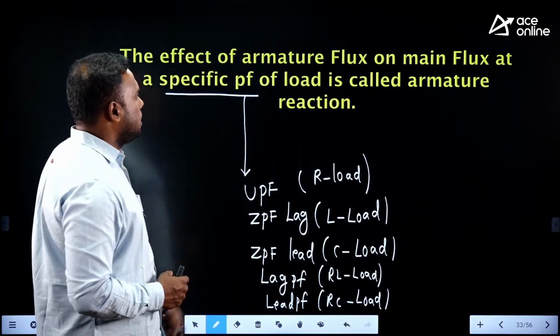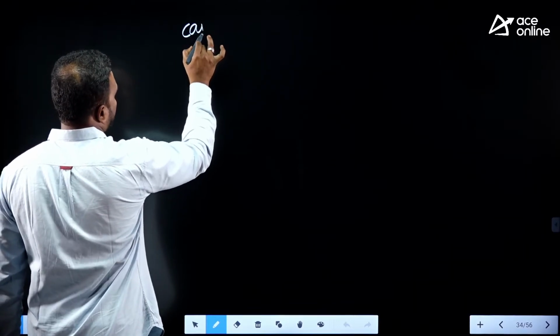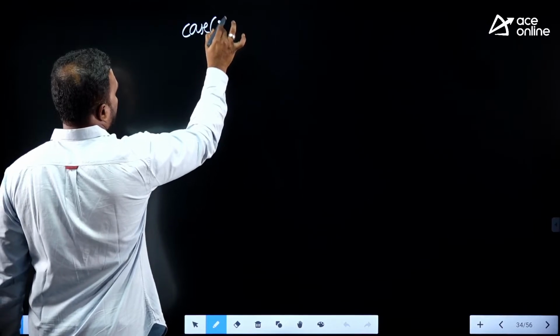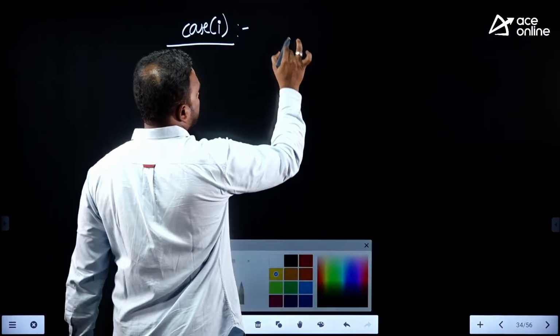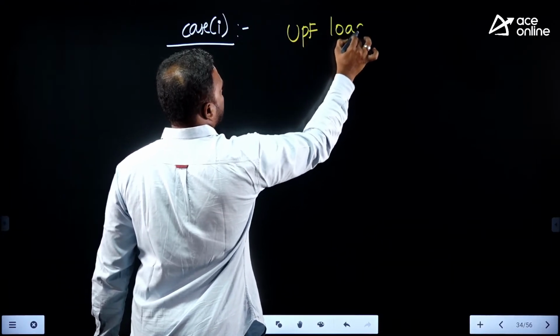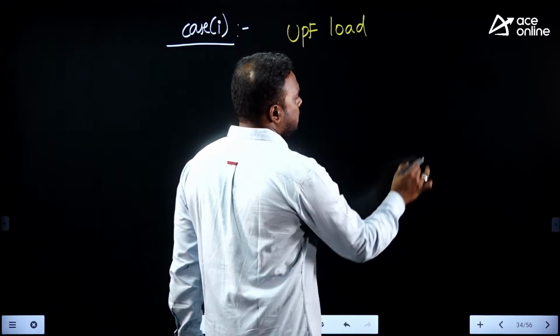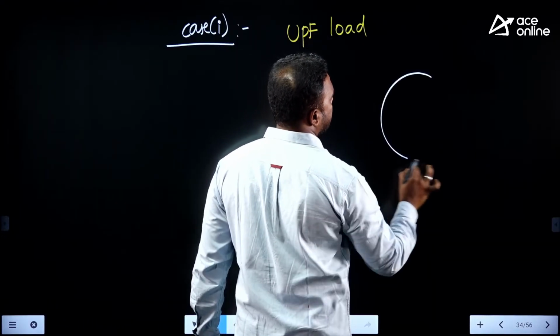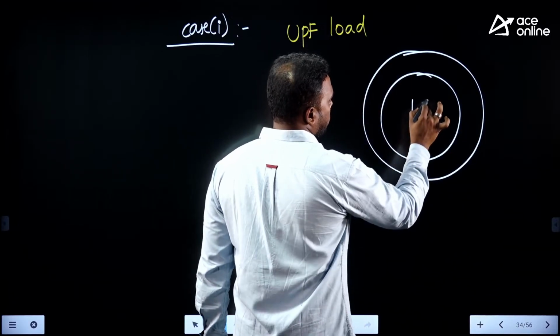Let's see for UPF load, case 1: UPF load, or purely resistive load. Now let us consider this is our alternator. For example, I am taking a salient pole.